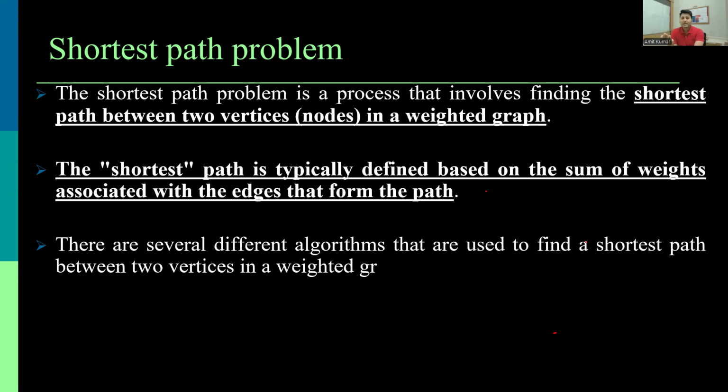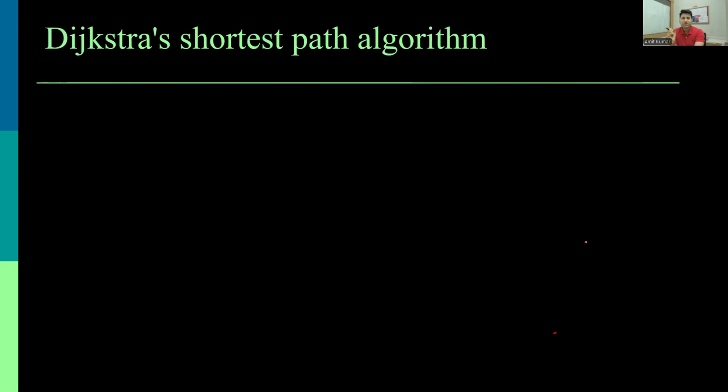There are several algorithms that we have for finding the shortest path, like Floyd-Warshall algorithm, Dijkstra, Prim's, and many more. In today's session, I am going to explain the concept of Dijkstra's algorithm to find the shortest path in a given weighted graph.